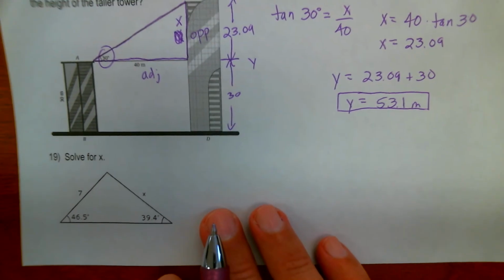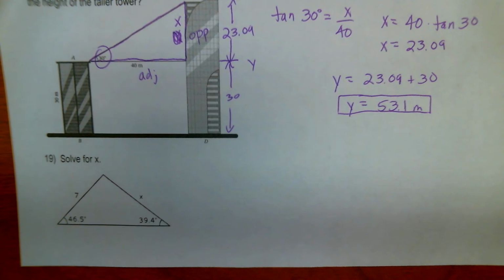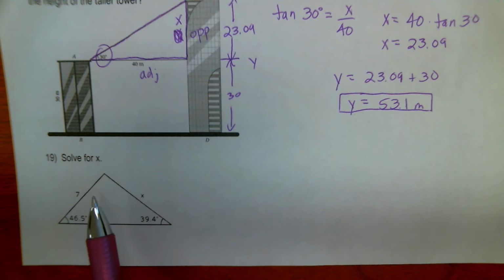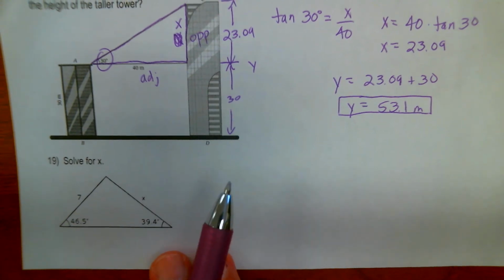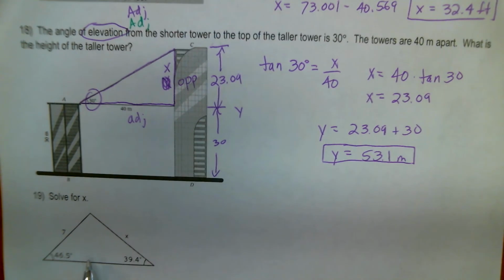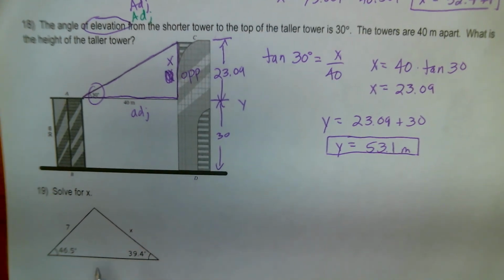Number 19 here, solve for x. Okay, we've got a couple of angles, a variable on a side, and another side. So the first thing that I notice is that I don't have a box. I don't have a right angle. It looks like it's a right angle, but remember what we do with our eyeballs. If we don't know that it's a right triangle, we cannot assume it's a right triangle unless we have some other information.